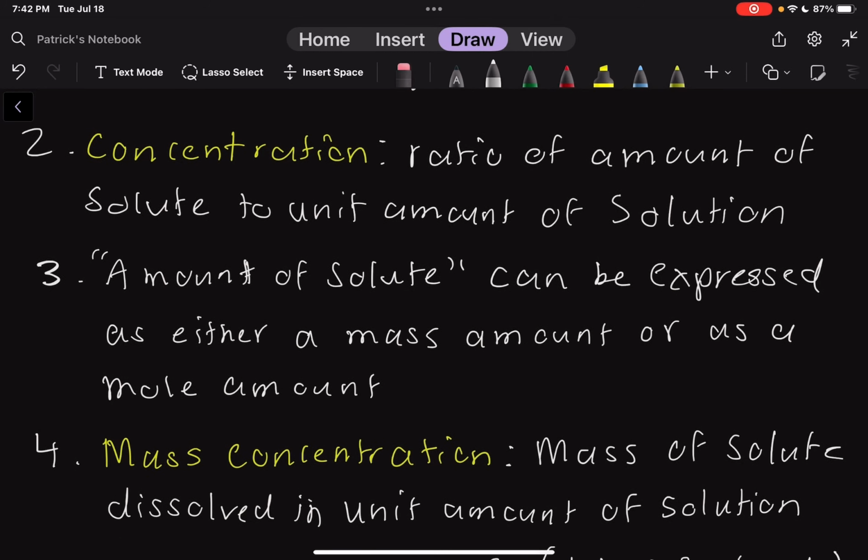The concept we're going to focus on today is concentration. The word concentration has quite a few definitions, obviously, but in chemistry, concentration is the ratio of the amount of solute to the unit amount of solution. In other words, how much solute can be found in an amount of solution. That's what concentration helps us measure, and it is specific to solutions. Now, the amount of solute in this ratio can be expressed as either a mass amount or in moles.